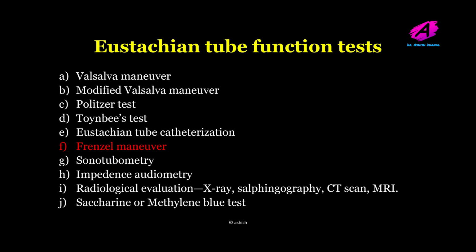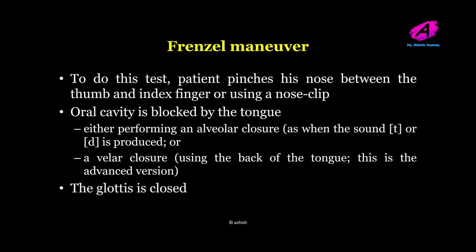The other clinical test for Eustachian tube function is Frenzel maneuver. To do this test, patient pinches his nose between the thumb and index finger or uses a nose clip. Oral cavity is blocked by the tongue. Then either performing an alveolar closure, as when the sound ta or da is produced, or a velar closure using the back of the tongue. The glottis is also closed.